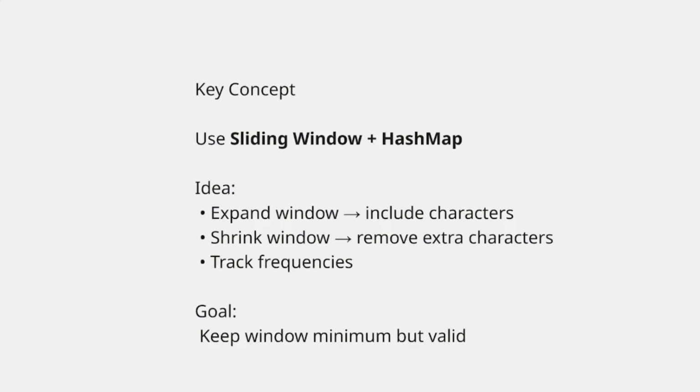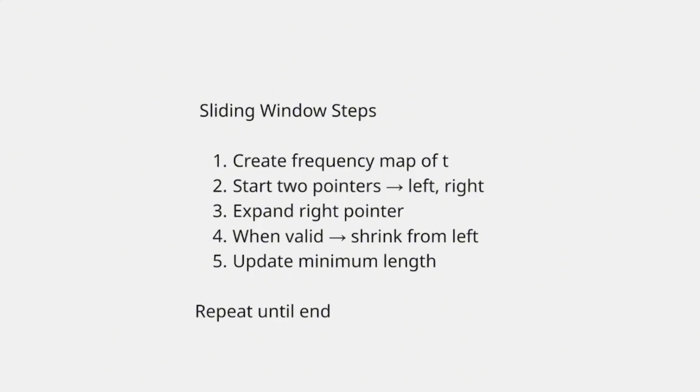So what's the smartest way? Use a sliding window and a hash map. Whenever you hear substring, minimum window or longest substring, immediately think sliding window. This technique saves tons of time. Instead of generating all substrings, we dynamically grow and shrink a window. So imagine 2 pointers. Sliding window steps: create a frequency map of T. Imagine 2 pointers, left and right, and these form a window.